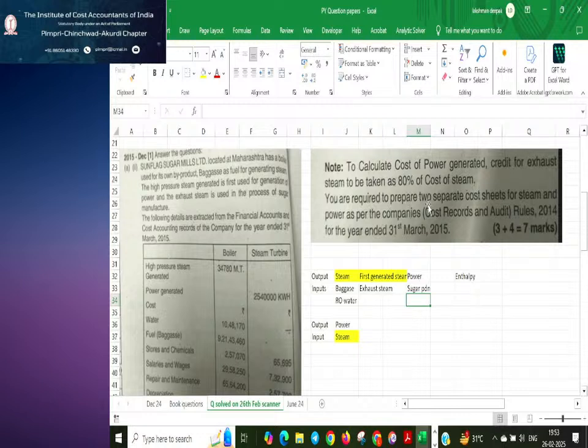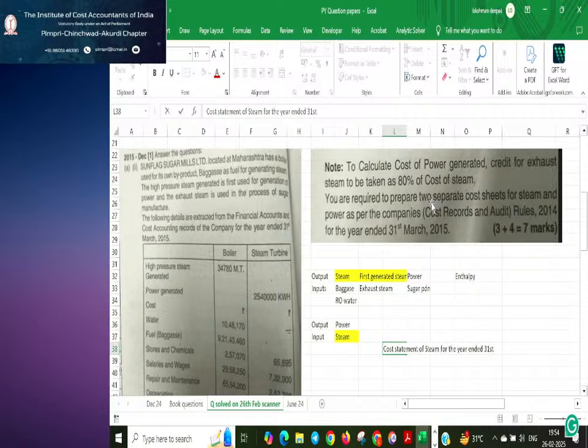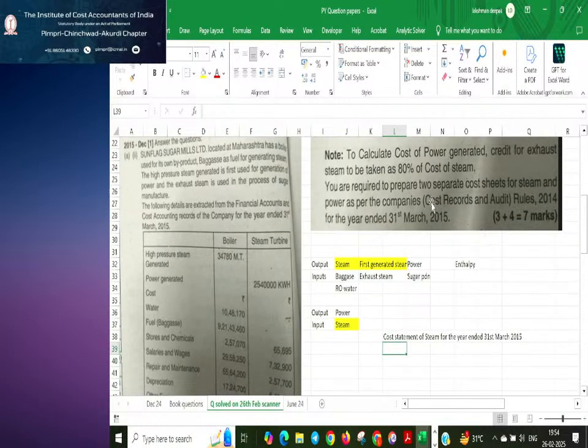So shall we prepare it? Yes. So cost statement of steam for the year ended 31st March 2015. Particulars, amount in rupees inner column and amount in rupees outer column.